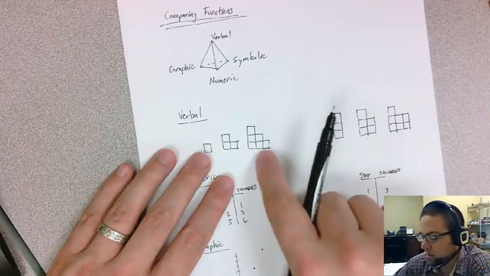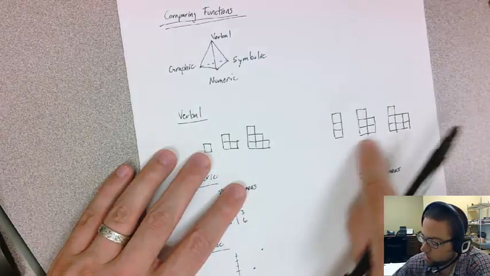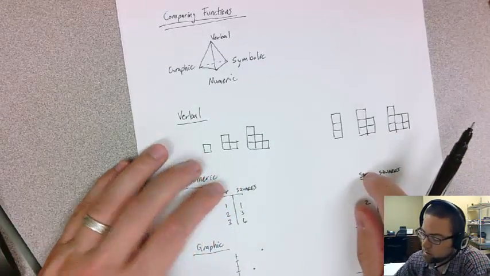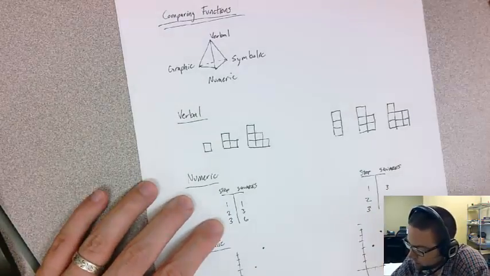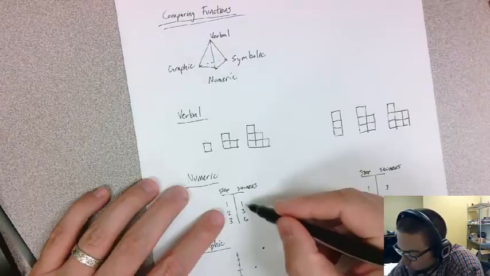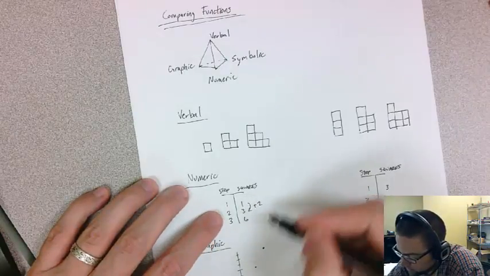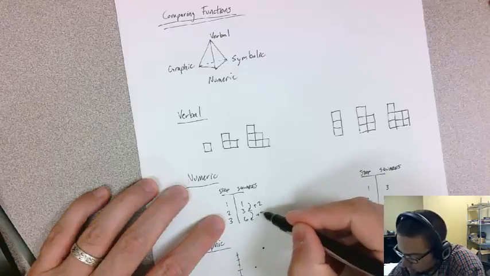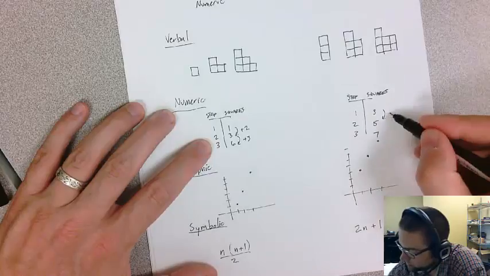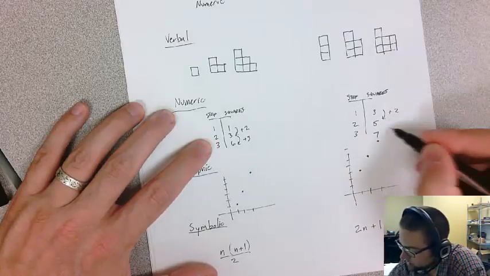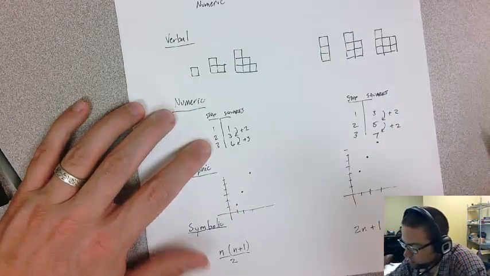This one is growing not by a constant. This one is growing constantly by 2 each time. So we can compare them in that way. The numeric, so I can also compare the rates of change here. So how is this changing? It's growing by adding 2, and then it's adding 3, and so on. This one, its rate of change is adding 2 and adding 2. So I can compare them in that way.